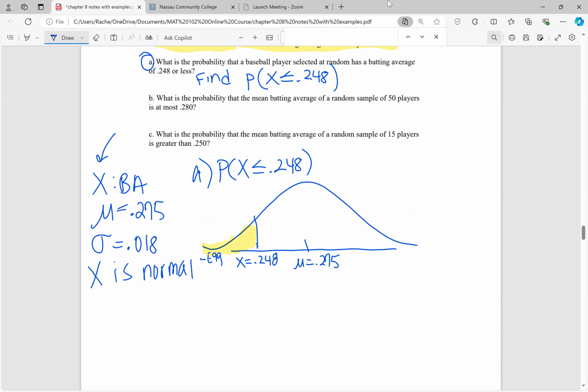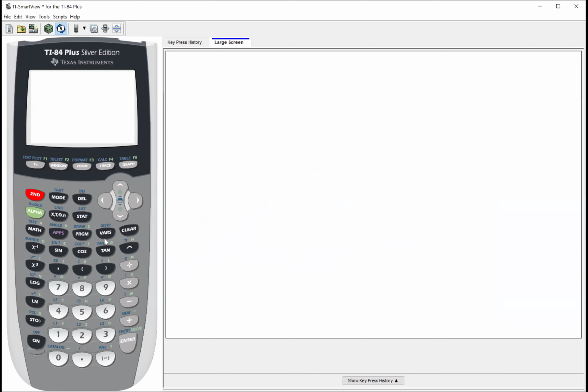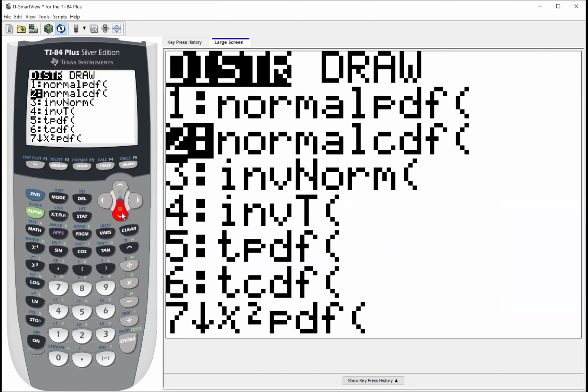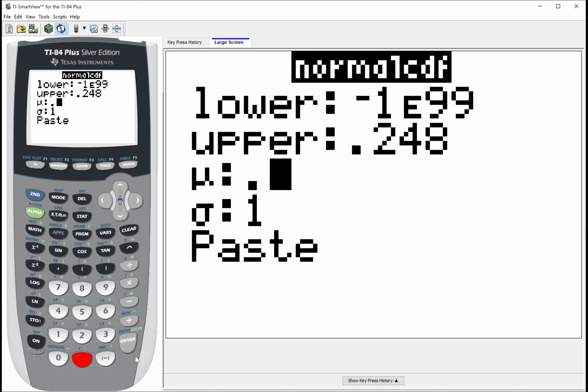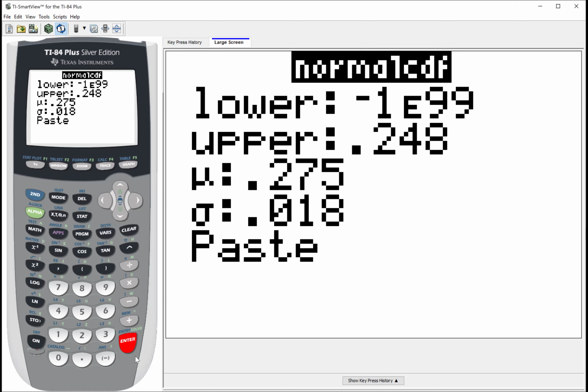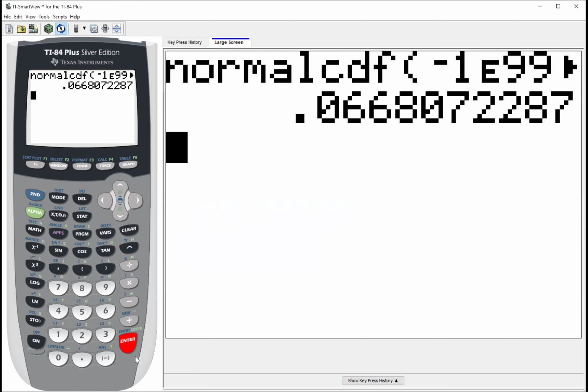So let's do this together in the calculator. Second and then the VARS key, right? We've done this a bunch of times. Option 2 is normal CDF. We're coming in from negative E99. That's the lower. The upper is 0.248. The mean of the distribution is 0.275. And the standard deviation is 0.018. Then we can paste and enter, and we get about 0.0668.